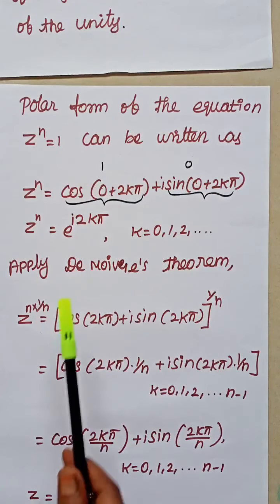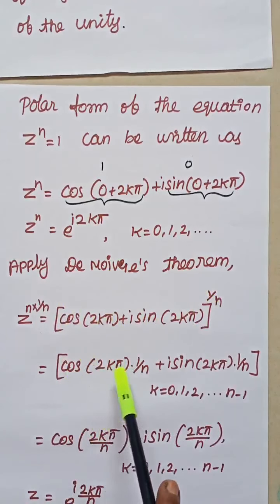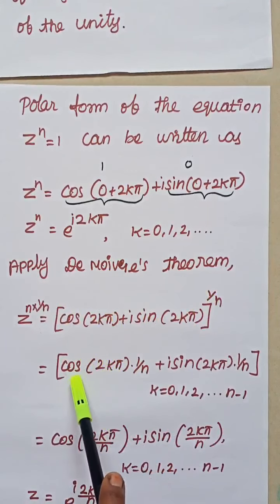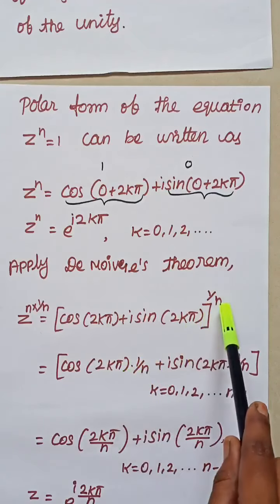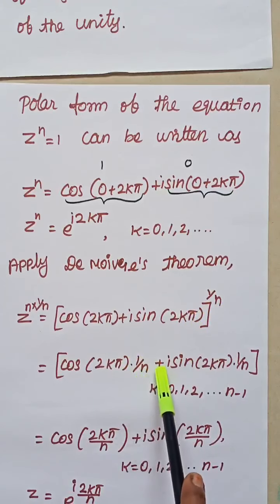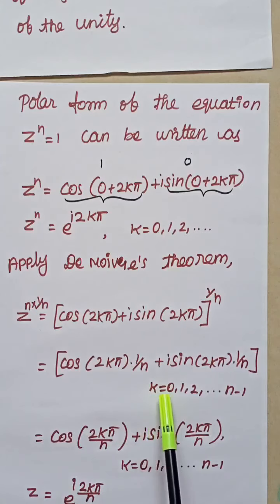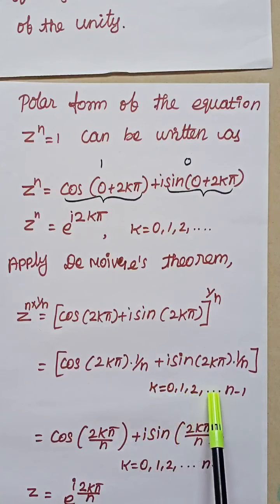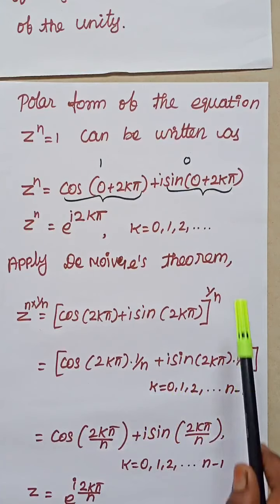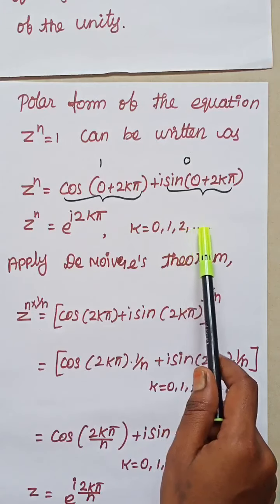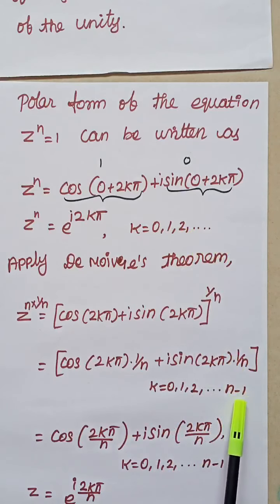Yes, De Moivre's rule. The whole power n is brought inside the bracket. Cos of 2k pi into 1 by n, plus i sin 2k pi into 1 by n, where k varies from 0, 1, 2, and so on. Here n minus 1 terms exist, but not an infinite number of terms.